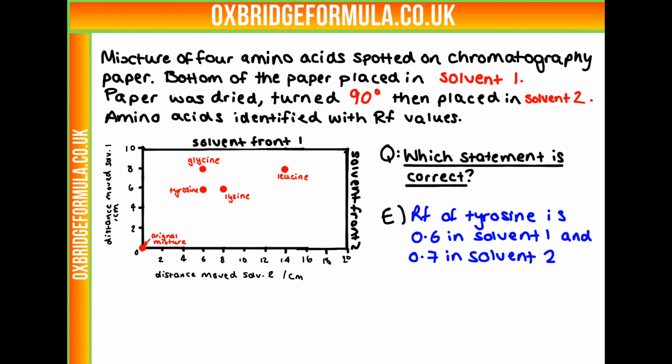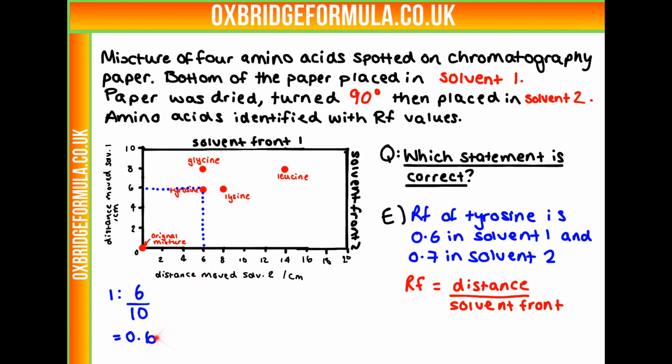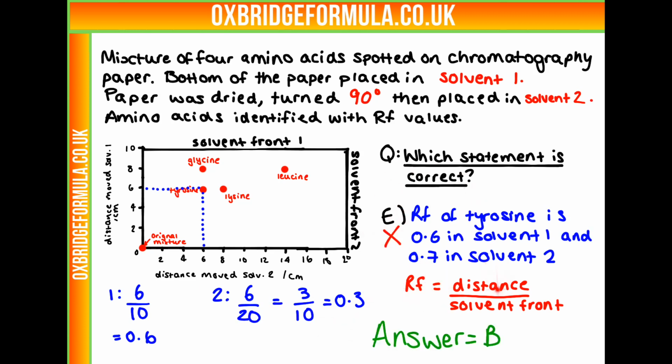Our final statement is that the RF value of tyrosine is 0.6 in solvent 1 and 0.7 in solvent 2. So if we use our equation for RF, let's calculate it for tyrosine in 1 and 2. For 1, we can see it's moved 6 centimetres relative to the 10, or 0.6, so that's correct. And in solvent 2, we can see it's moved 6 in 20, 3 out of 10, so that's 0.3, which is not 0.7. So that's incorrect. We can go back to our final answer of B.